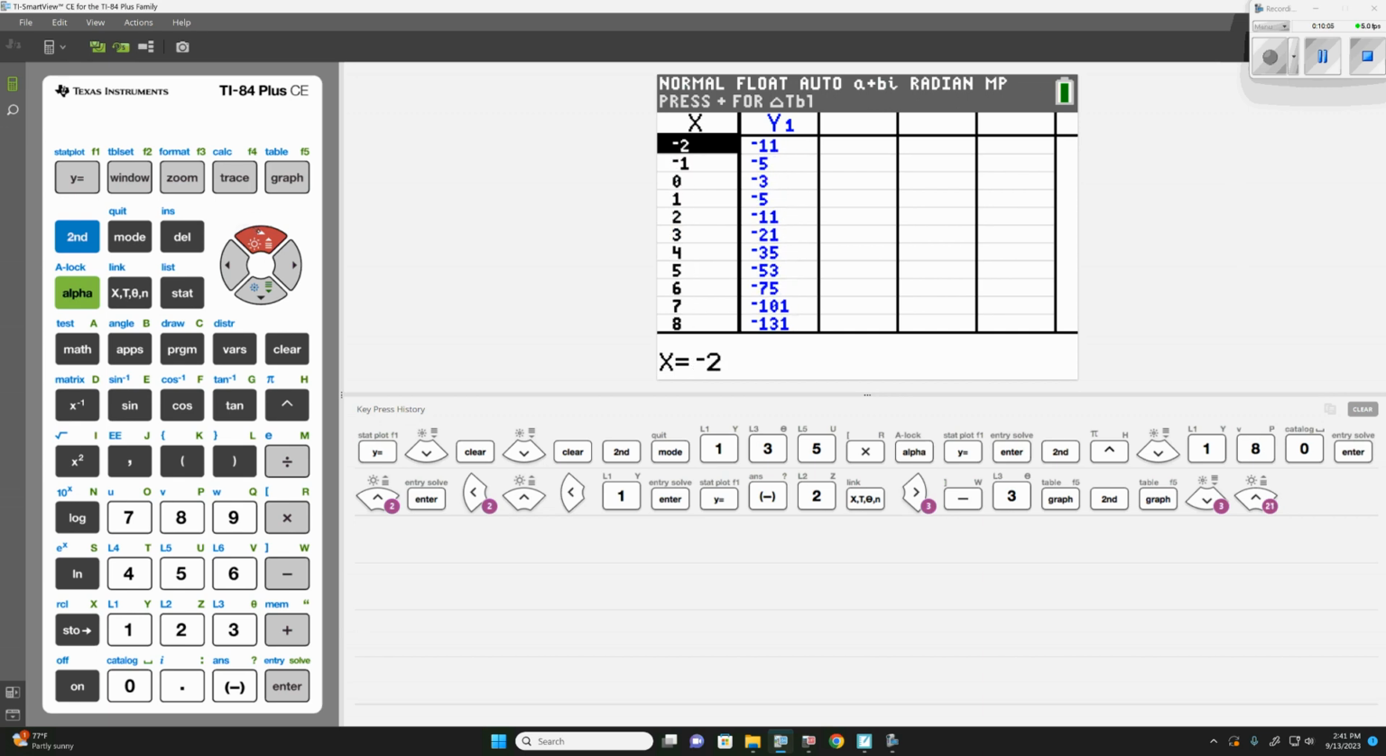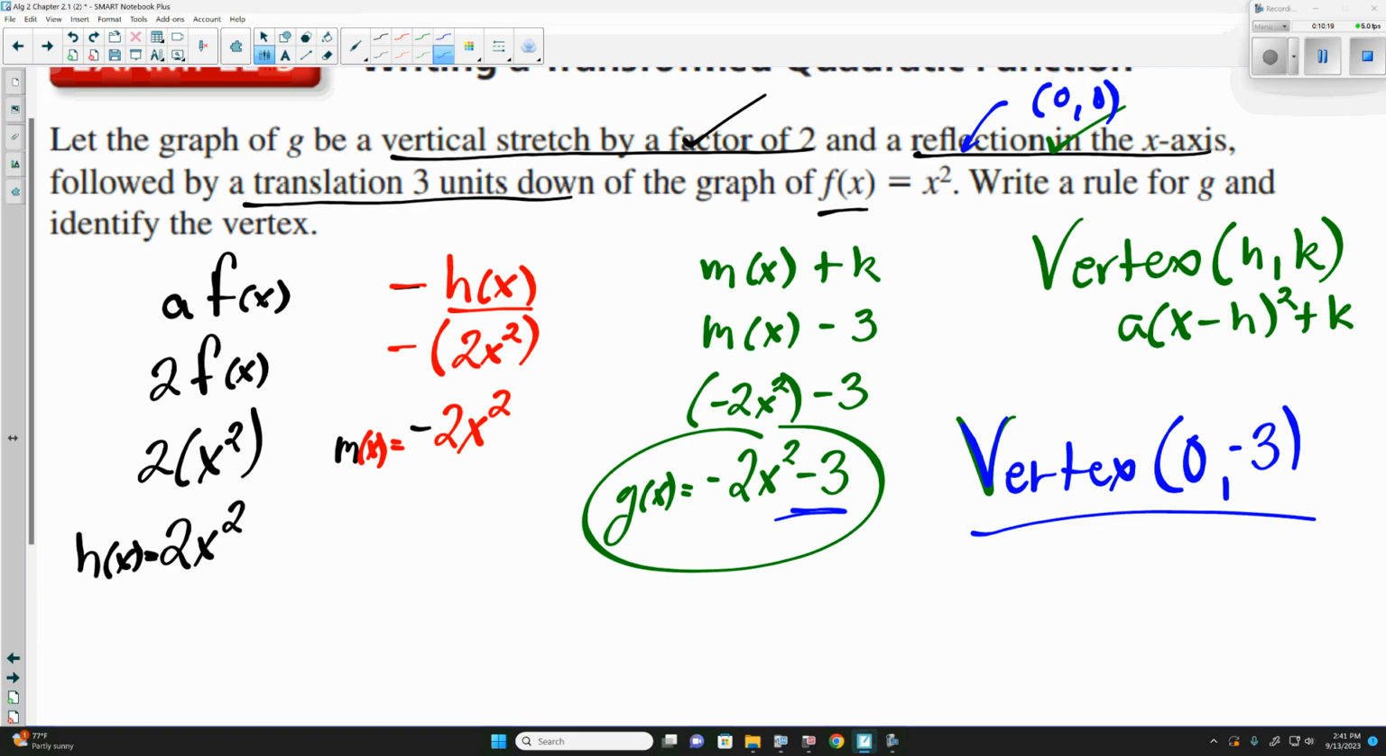And if we notice this here, 0, negative 3, in this case, is the biggest point because all the other y values are smaller than it. They're going down. So it is the biggest value for this here. That's the vertex. Questions on this here? Are you ready for the next one?